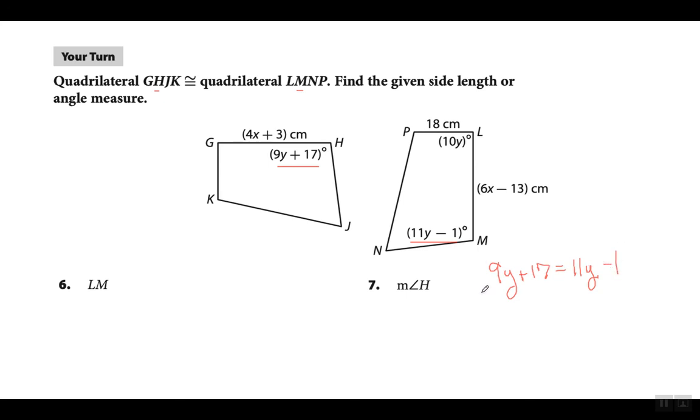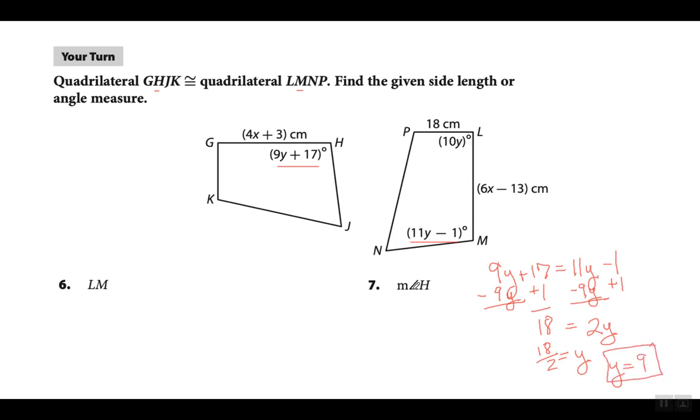Again, let's get all the variables with the y to the right so that the coefficient stays positive. It's going to give me 2y. I'm going to move this minus 1 to the left by doing plus 1, and that's going to give me 18. So y equals 18 divided by 2. So y equals 9. But again, the question was not, what does y equal?